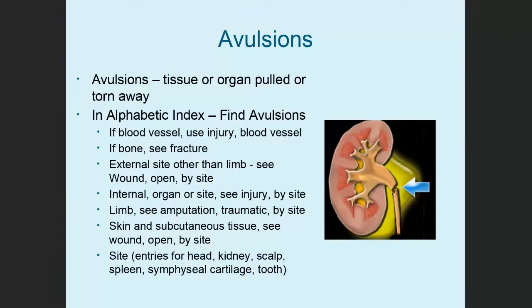And then it does have lists of sites for avulsions, such as the head, kidney, scalp, spleen, etc. But a lot of them just refer you to a different part of the index.